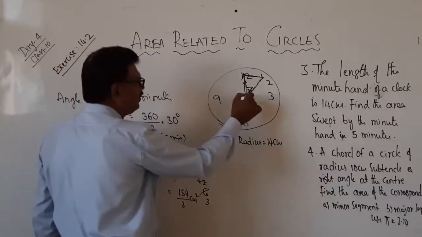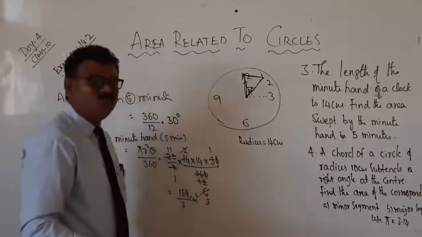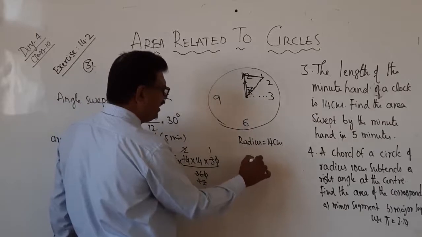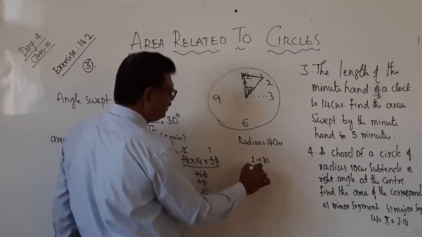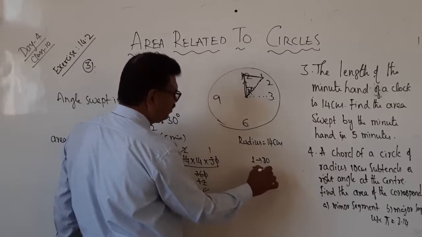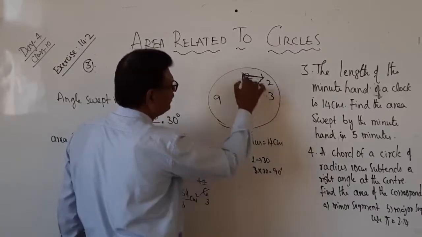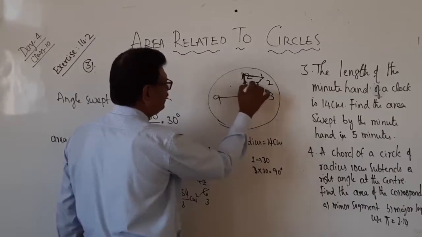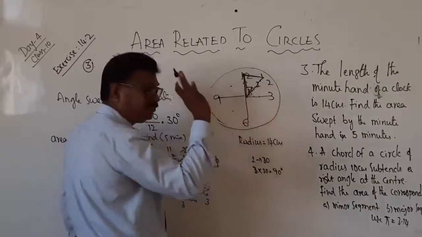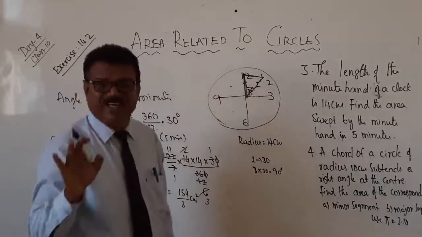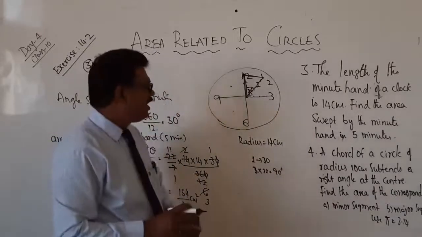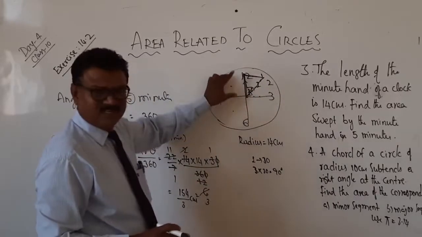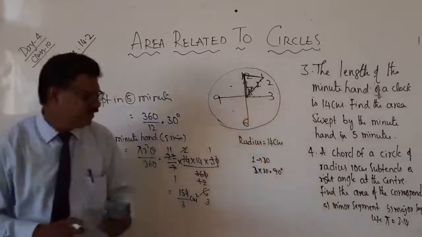For example, if it is in 15 minutes, what will be the angle? Very simple. 1 number means 30 degrees. Therefore, 3 numbers, 3 into 30, is nothing but 90. It is nothing but a quadrant. First quadrant like this. Quadrant means quarter. Quarter means half of the half. Half means like this, and half again is one quadrant. You understand? Okay. Next problem.